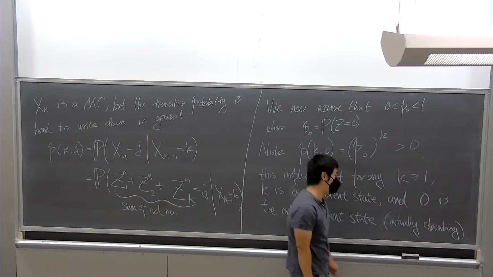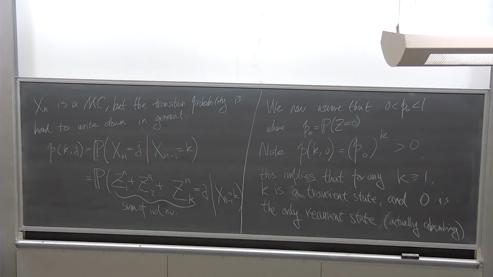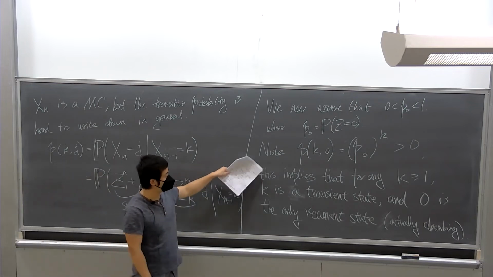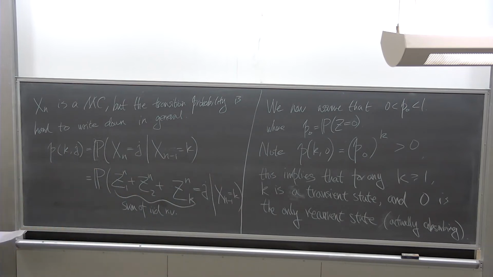This just means if our Markov chain gets to 0, if X_n is equal to 0 at some time n, then X_{n+1}, X_{n+2}, these will all be 0. So maybe now I'll ask you guys, why does this statement imply that for any positive K, let's say 1, 2, 3, they're all transient states for this Markov chain?